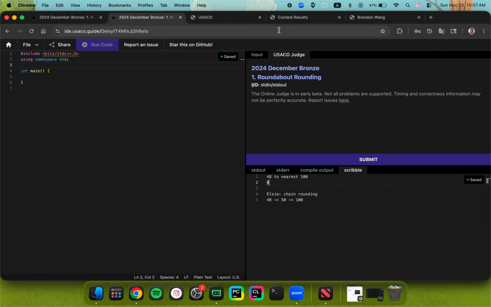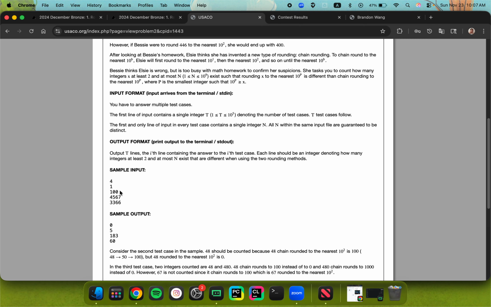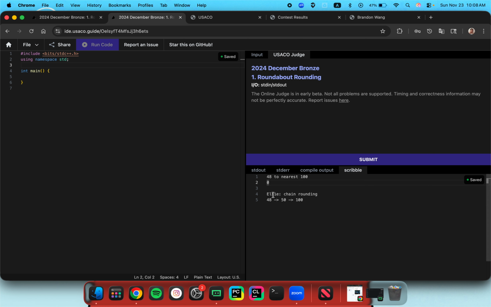So what we want to know is, with this given n, the number of integers smaller than or equal to n that have different results when you chain round and when you normal round. For example, 48 is an example because when you normal round it becomes 0, but when you chain round it becomes 100.